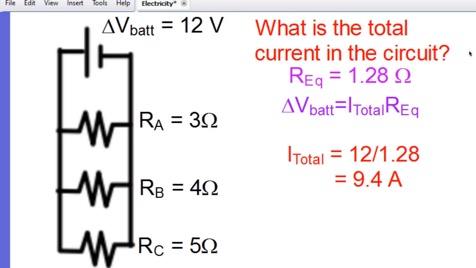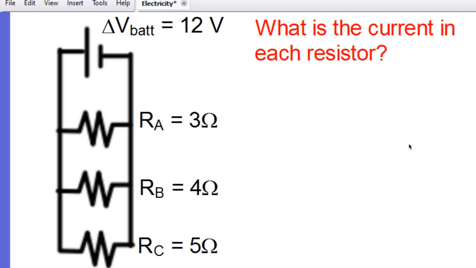What's the next step, Mr. Salzo? So now that you know the total current, I mean, that's nice. I want to know, though, the current in each individual resistor. How are you going to do that? Well, Mr. Salzo, you should say to me, we know Ohm's law, which states that the voltage lost by one resistor equals the current in that one resistor times the resistance of that one resistor.